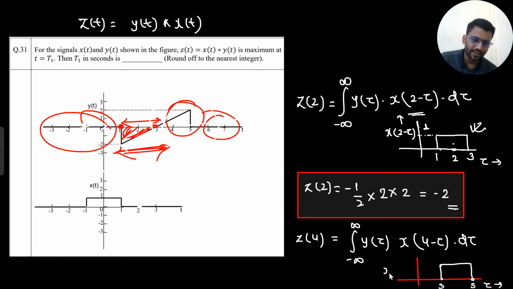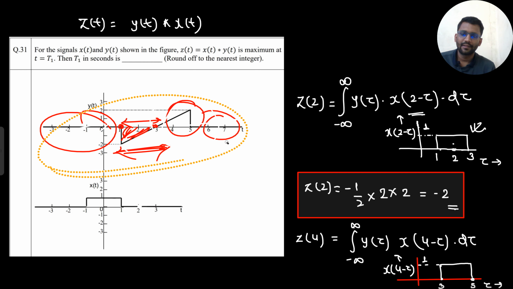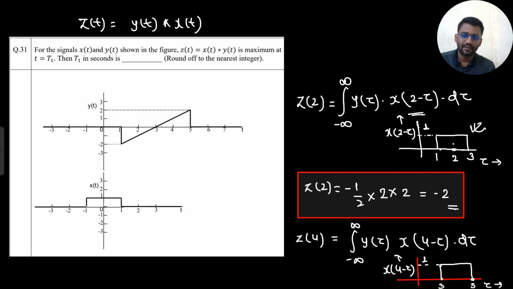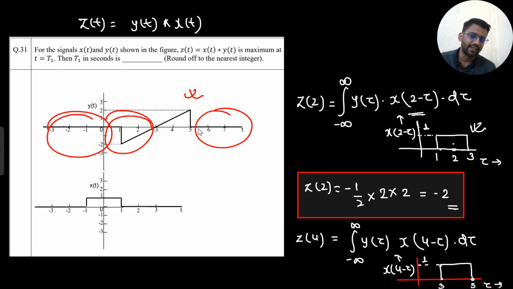This will be x of 4 minus tau, and this magnitude is 1. Now this function x of 4 minus tau will be multiplied with this function. From 3 to 5 we are having 1, that means this much of the function will be multiplied with 1. Rest of them will be multiplied with 0. So only this much area will be there.